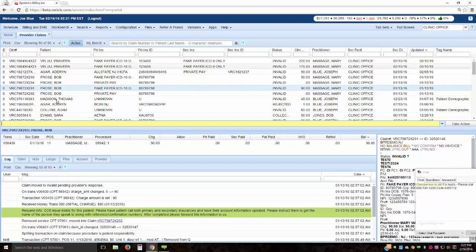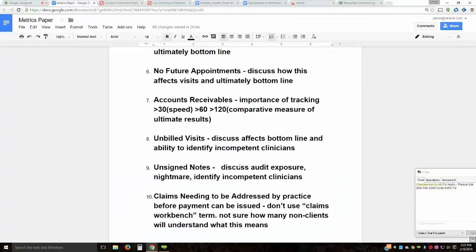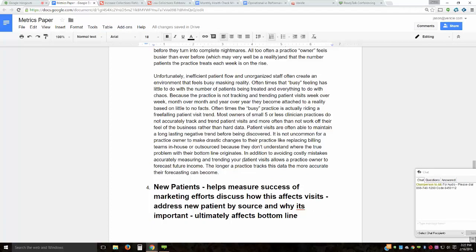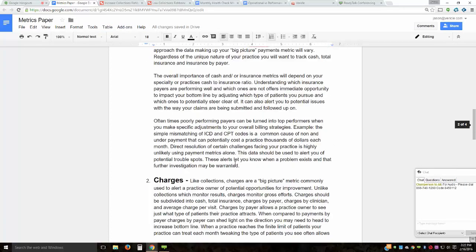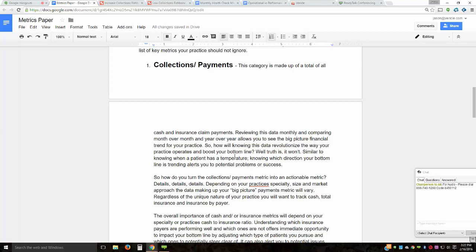So in this particular list of 10 things that you have to go over in a monthly health check, knowing how to count them is also super important. Collections and payments can be run a number of different ways. How is it you want to look at it? If you want to look at it based on how much you collected in a month versus how much did I collect for dates of service in a month, you're going to have to run two separate reports in our system. Those are two different numbers.